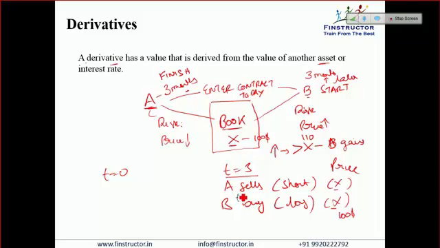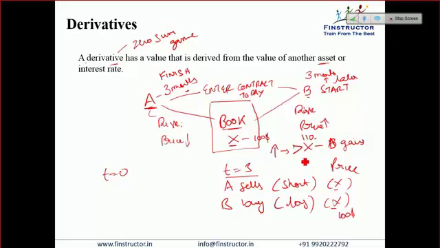Similarly, A would have lost because had he not entered the contract, A could have sold it for $110, but because he has entered the contract to sell the book at $100, do you agree that he is in a $10 loss because of the contract? So remember, derivatives are generally a zero-sum game. What this means is that one counterparty's profit is equal to another counterparty's loss.